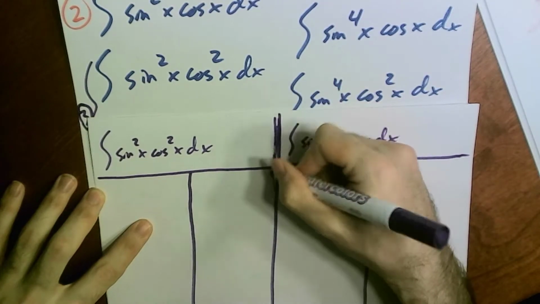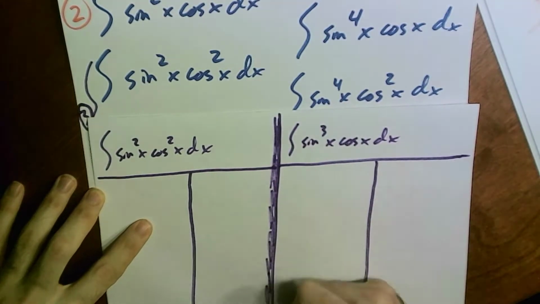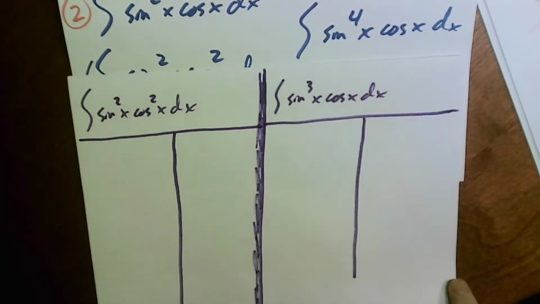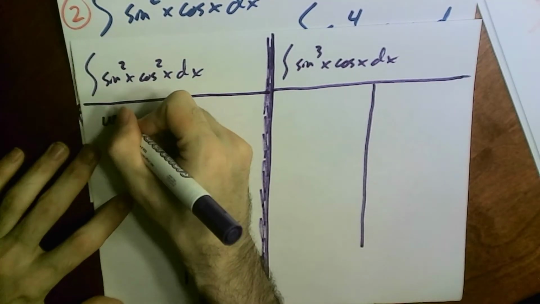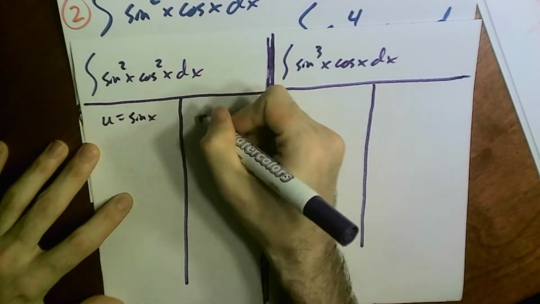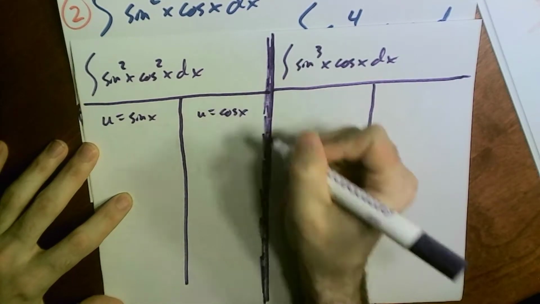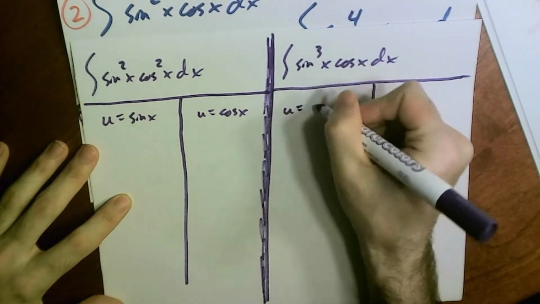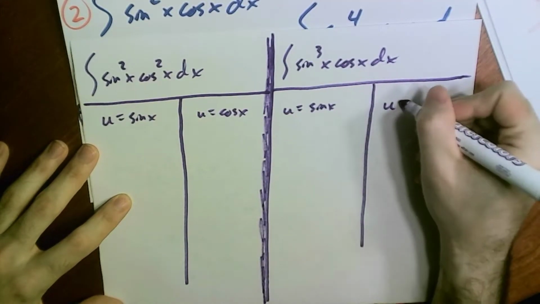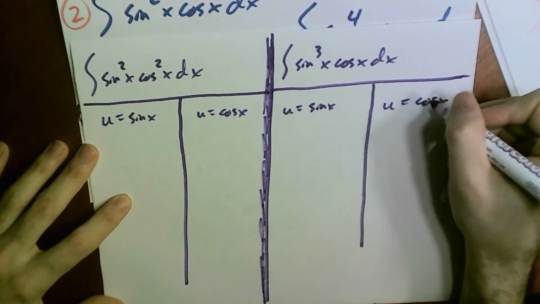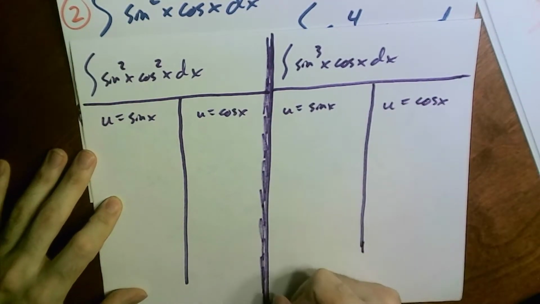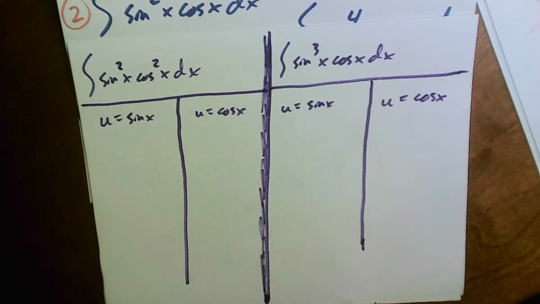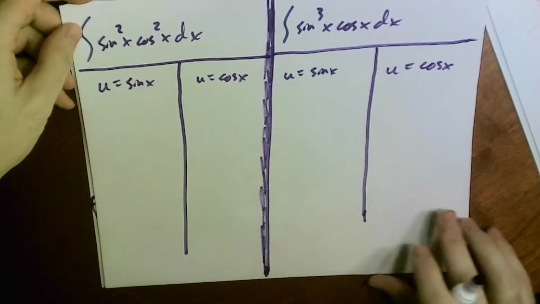So let me make this middle one thicker. I really want to compare all 4 of these cases, right? We're going to try a u sub of u equals sine. We're going to try a u sub of u equals cosine. We're going to try a u sub of u equals sine, and we're going to try a u sub of u equals cosine. And we're going to see what happens as we try these different permutations.